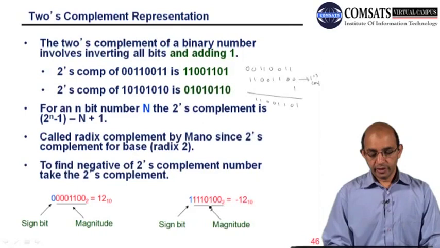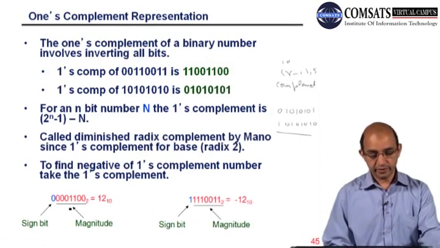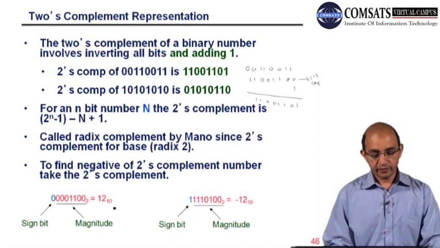So here we have the number 12, and its 2's complement represents the signed number. This is 12 and this is minus 12. Similarly, this is 12 and this is minus 12. So in one's complement, here you can see that we have 12 and this is minus 12.